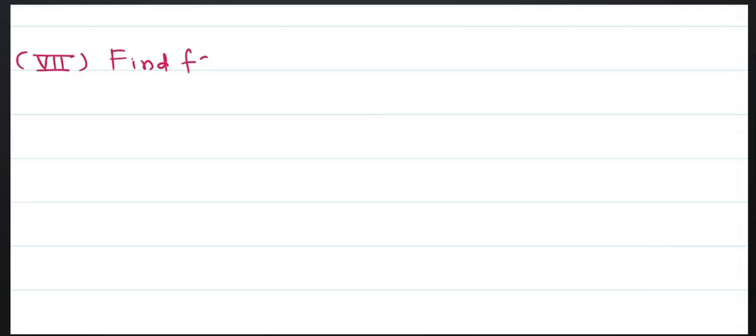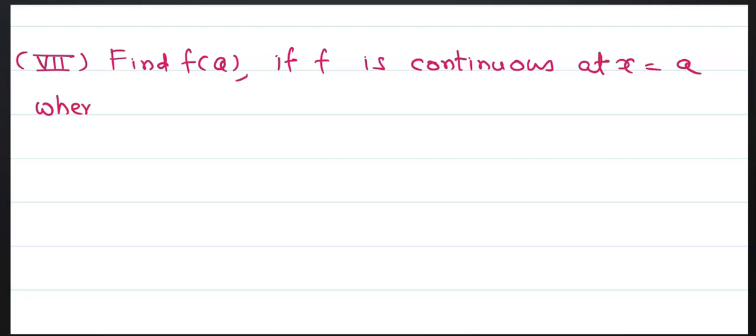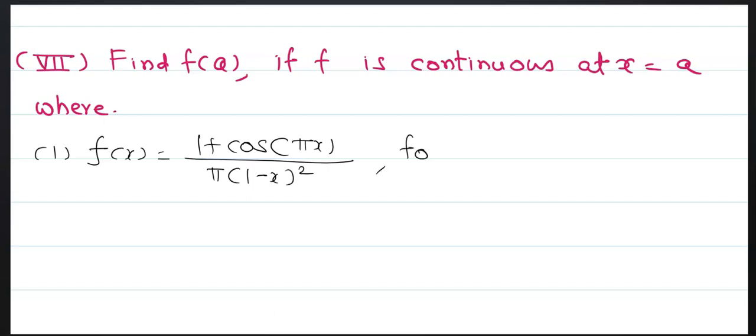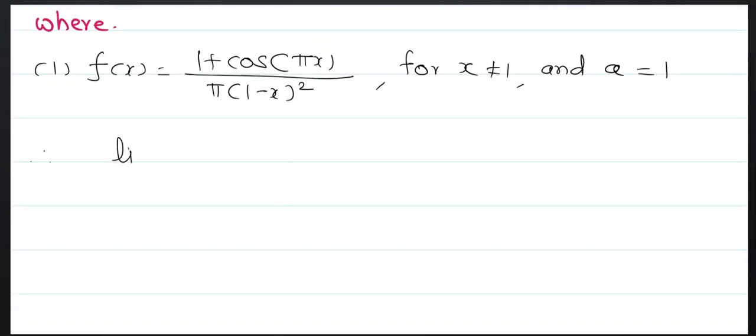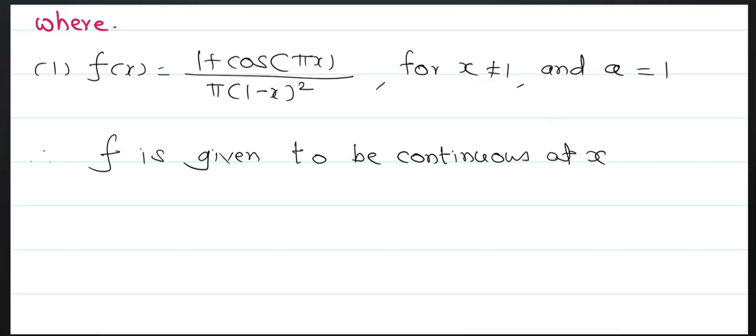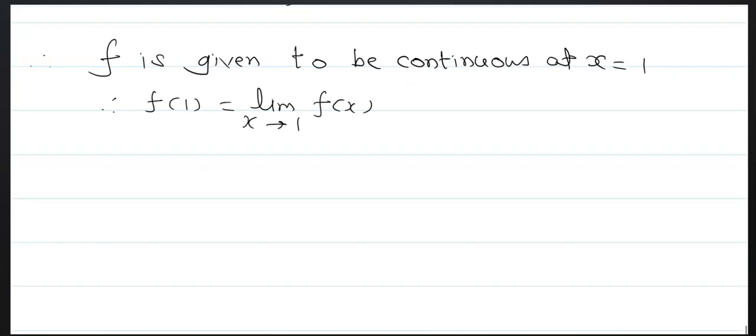7. Find f of a if f is continuous at x equals a, where the function f of x equals 1 plus cos of pi x upon pi in bracket 1 minus x bracket square. That is x equals 1. There must be.